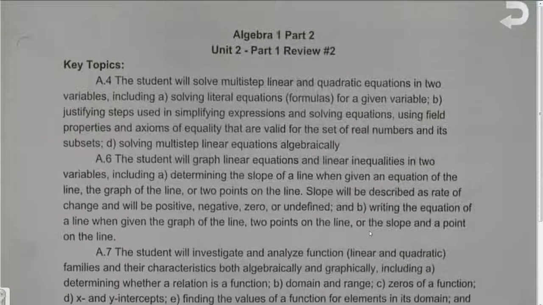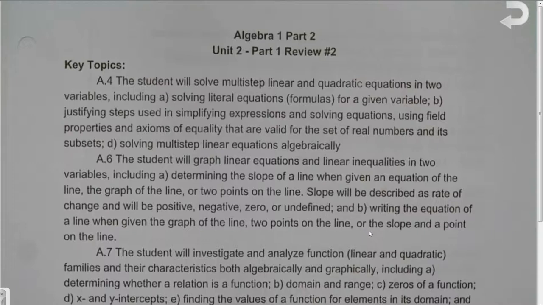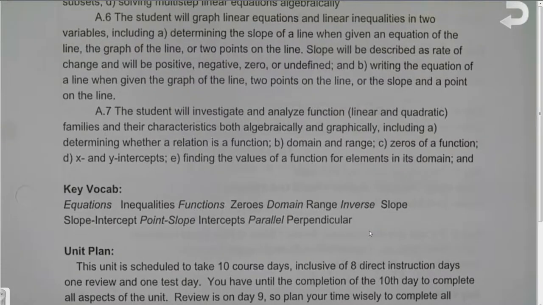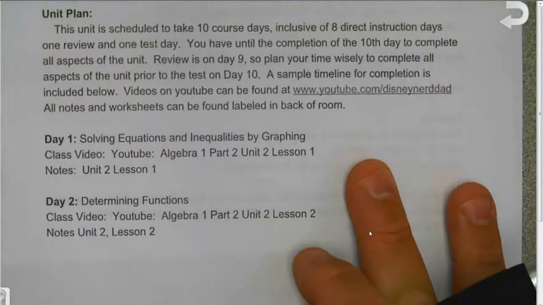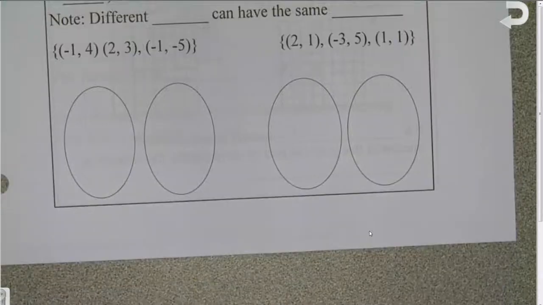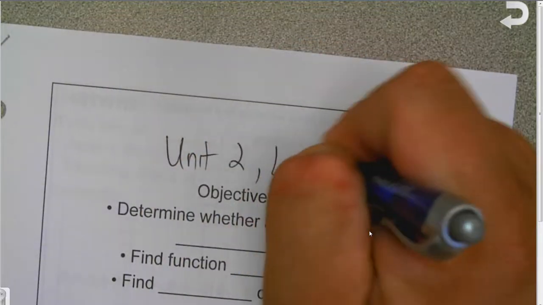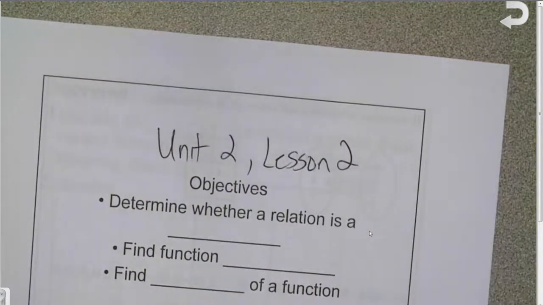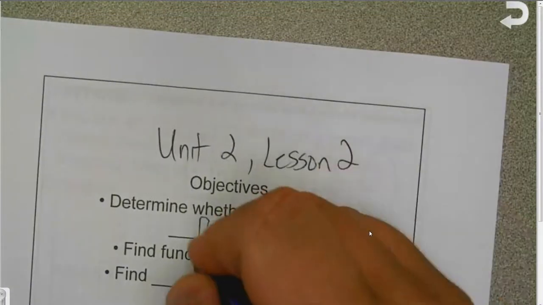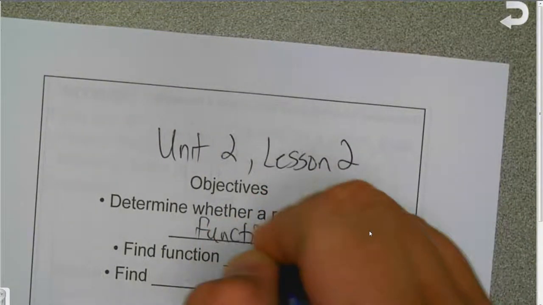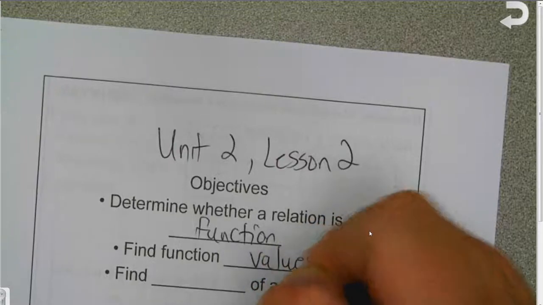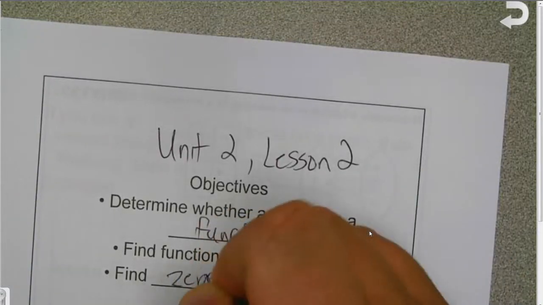Alright, so we're in Unit 2, and we're on Day 2, and this is going to be about determining functions. And so let me go ahead and show you that right there. So today, we've got Unit 2, Lesson 2, and I forgot to put this up here. We're going to determine whether a relationship is a function. We're going to find function values, and we're also going to be able to find zeros of a function.